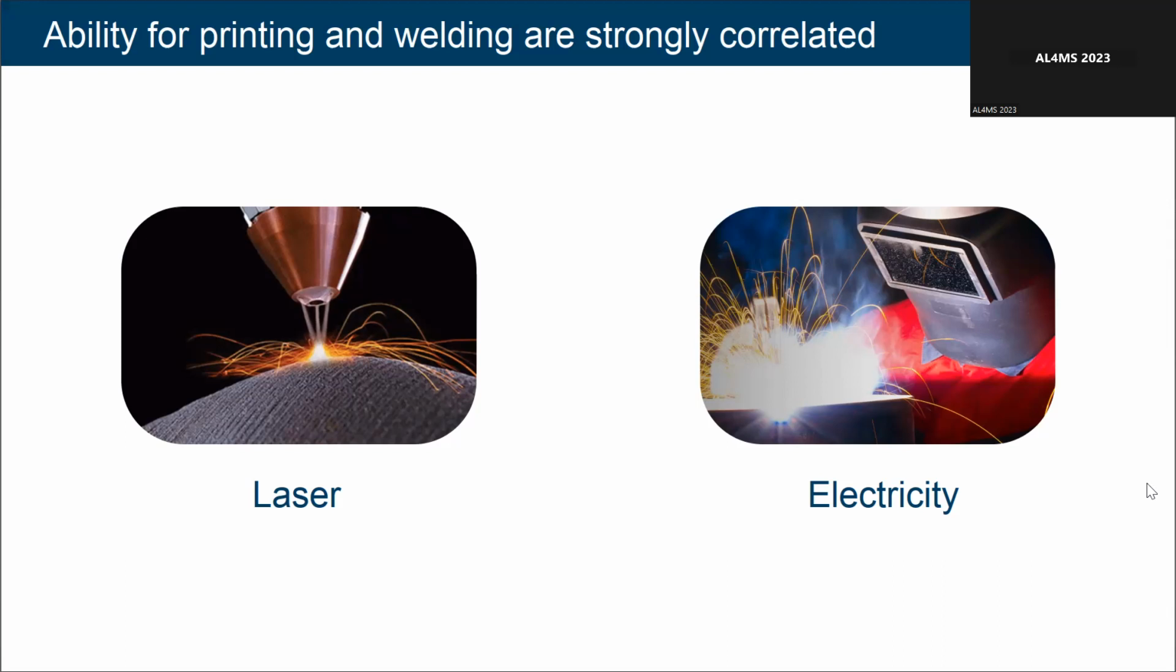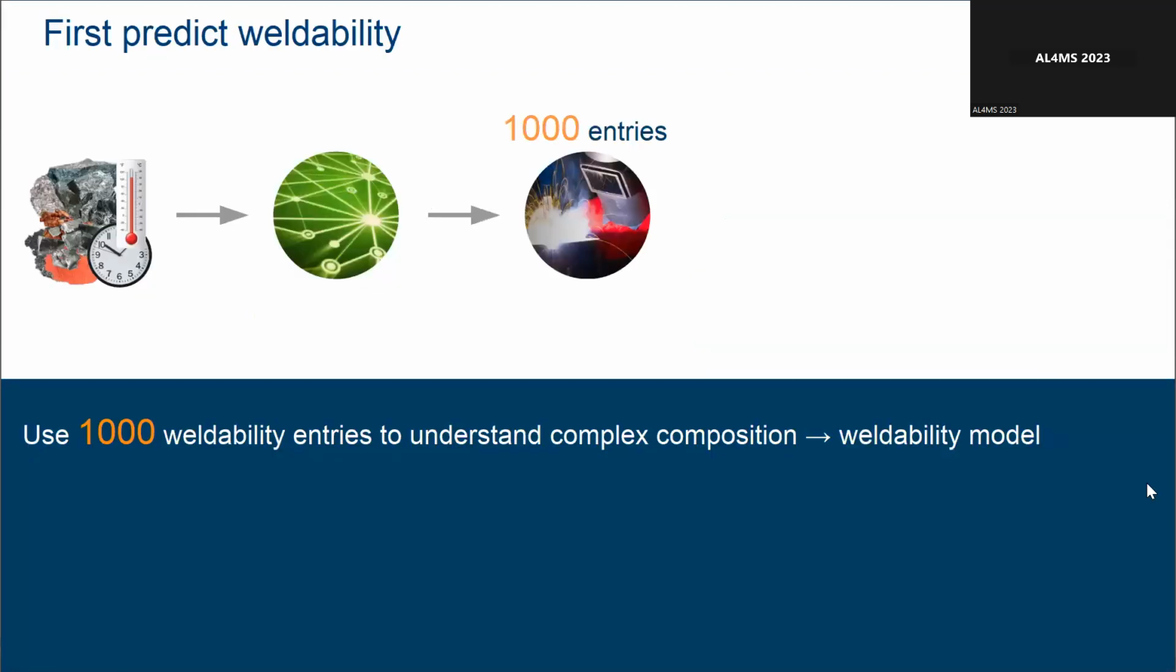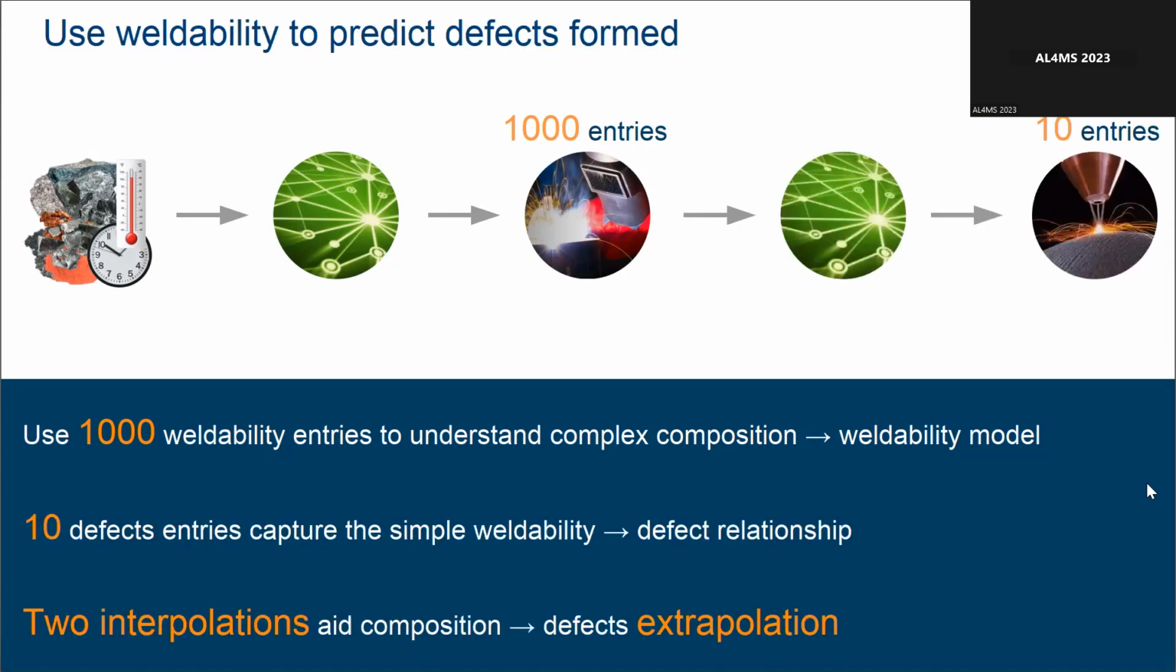Now, to see that in effect on the next slide, we've got here our refreshed machine learning model, in which we're first going to learn how we go from those input variables to predict how many defects are formed on welding. Now, we've got about 1,000 data points for how weldable these alloys are, which is about enough in order to build a reasonable machine learning model. Then on the next slide, we've got a second step in which we take the weldability prediction, pass it through a second and separate machine learning model to predict the number of defects formed on 3D printing.